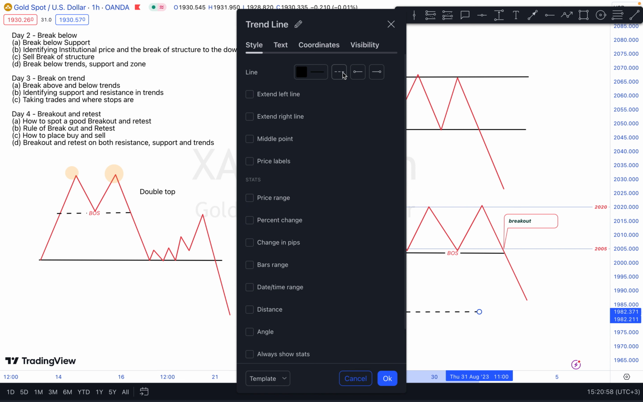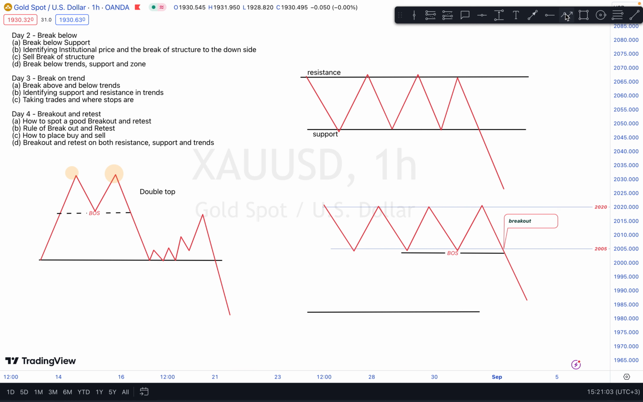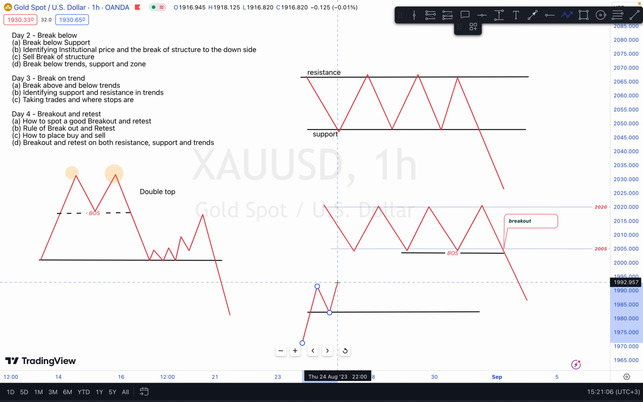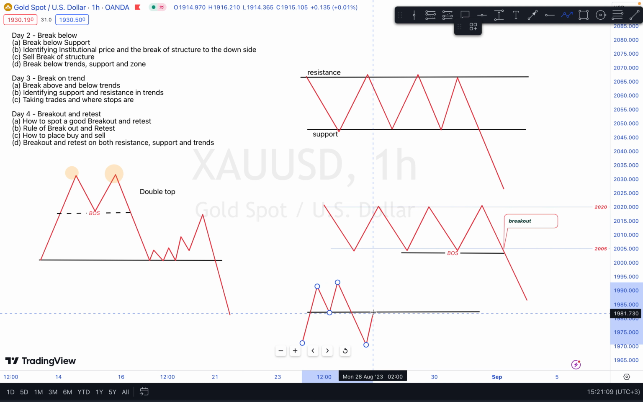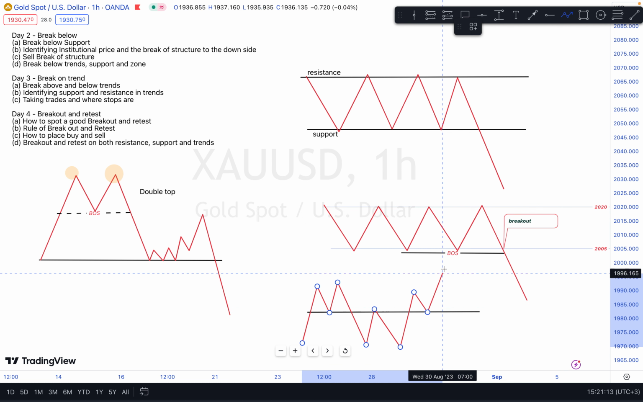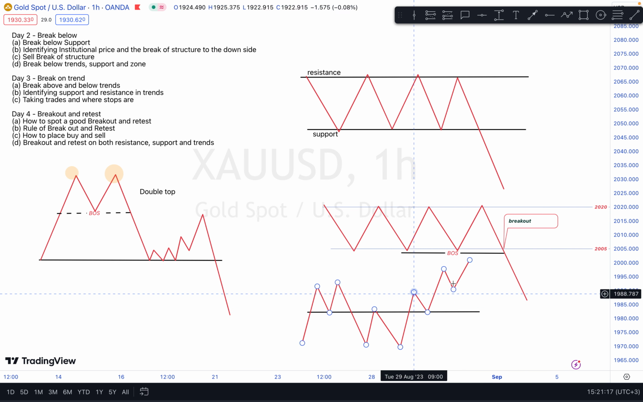Let me change the style. We have it to be the kind of situation where a support changes to resistance. And I have it this way, whereby a resistance changes to a support.